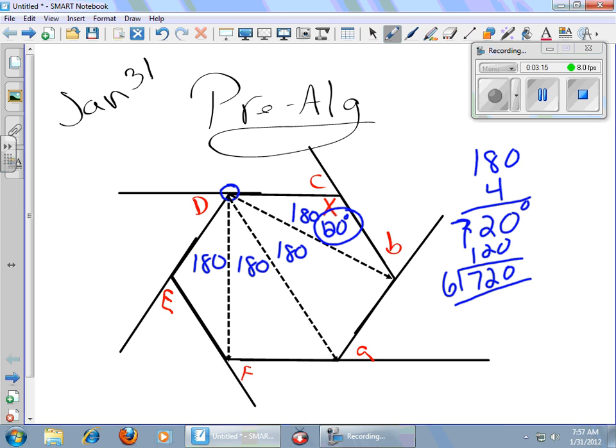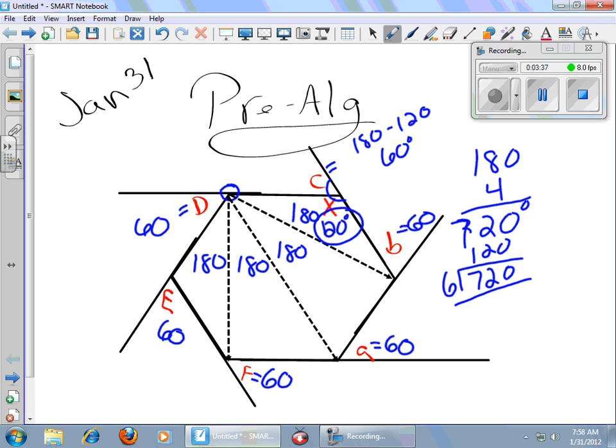Now, C and X together make a half a circle. So therefore, C must be 180 minus 120, which will be 60 degrees. D is 60. E is 60. F is 60. A is 60. And B is 60. They're all 60 degrees because all the interior angles are the same. There's 6 of them. 6 times 60 is 360 degrees. That should not surprise you at this point.